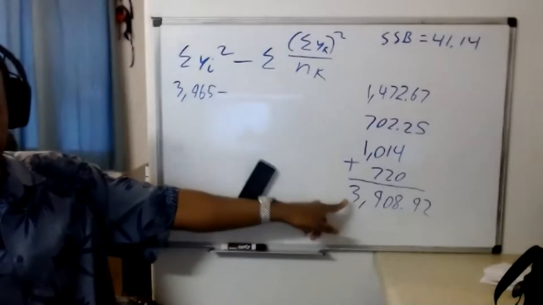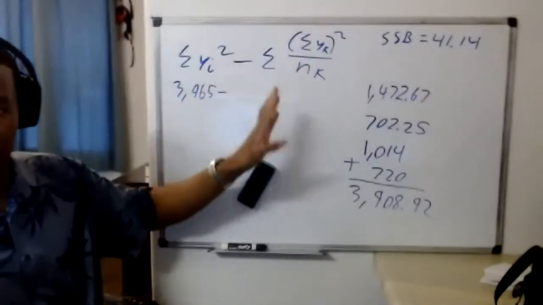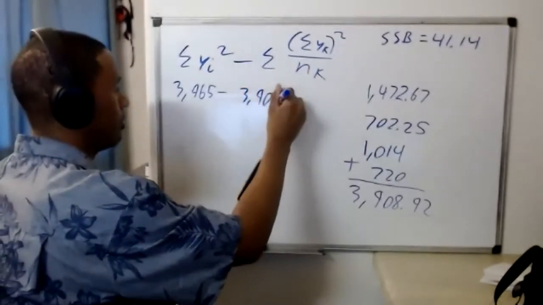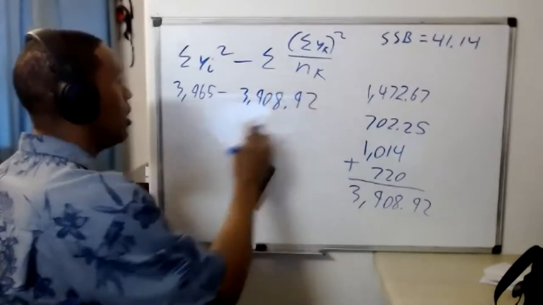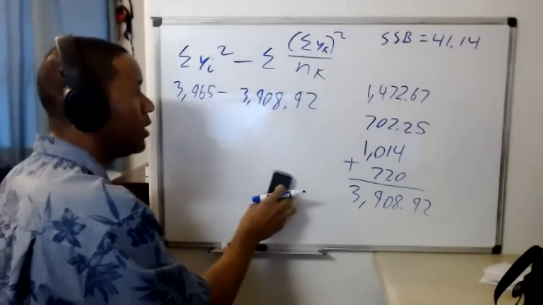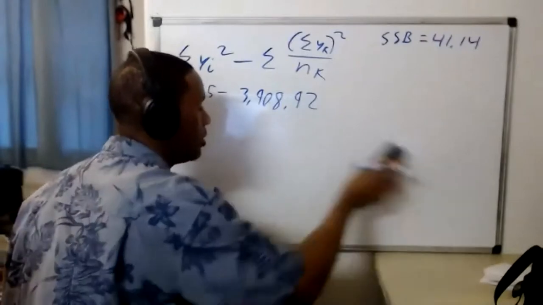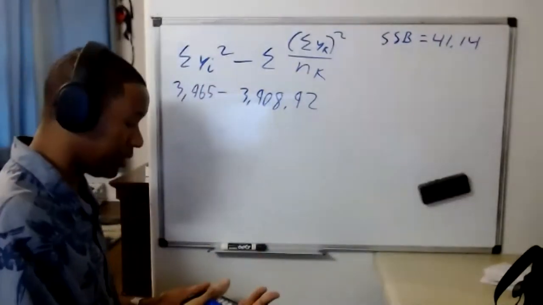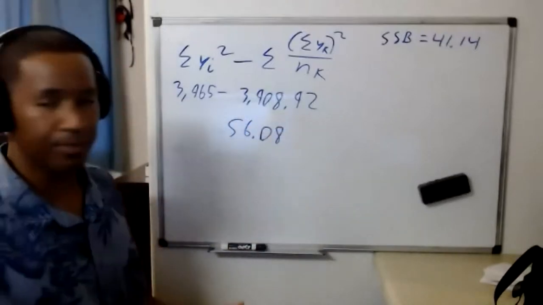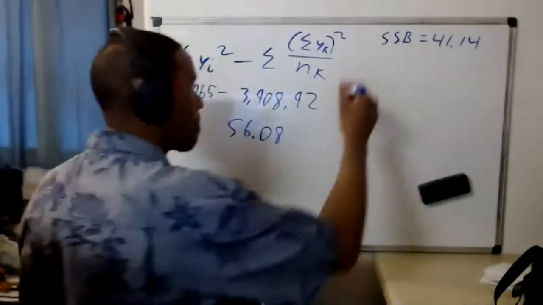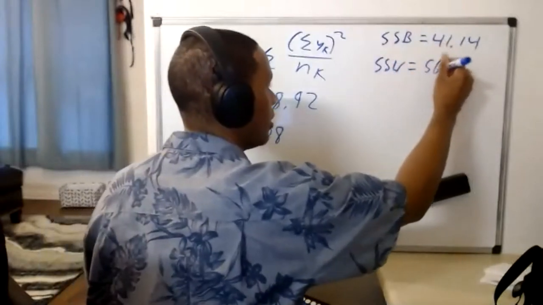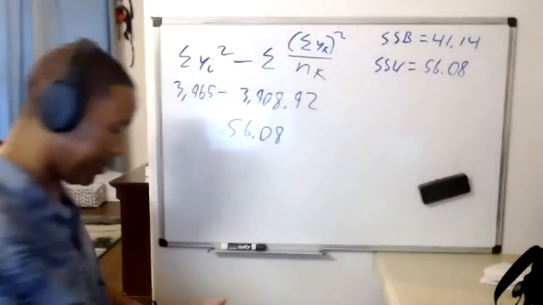3908.92, correct. Okay. Now that we got this, this is completed. So we're going to take this 3908.92, we're going to put it here. At this point, we're just going to subtract 3,965 by 3,908.92. And once we do that subtraction, we get what Holly said earlier, which is 56.08, correct? So that's how we get our SSW, which is 56.08. Anybody have any question about that?